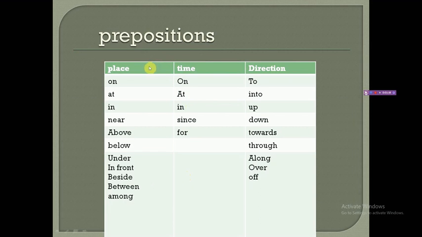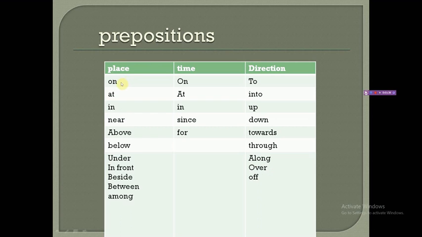It is categorized in three categories. The first one is place, then time, then direction. So we'll study the prepositions that denote time, place, and direction. First, we'll look at the prepositions that signify place. First preposition is on.